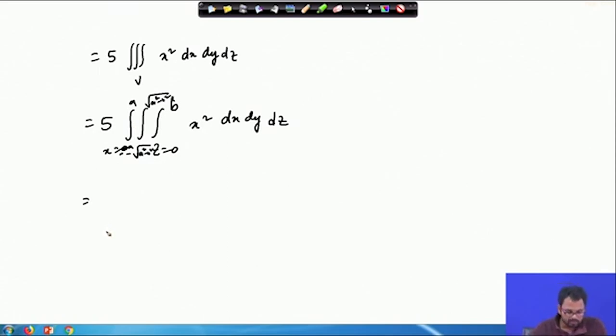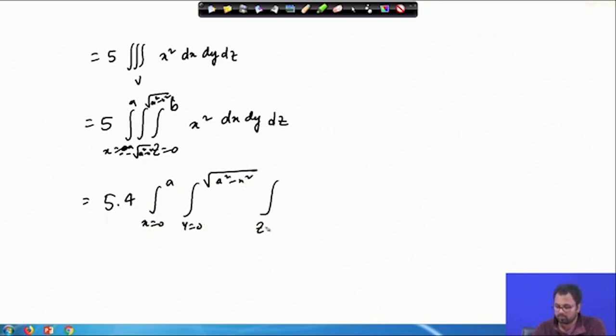First of all we can integrate with respect to x, but here we can see that there is a symmetry in a way. So instead of calculating over the whole circle, we can calculate in one of the quarters. So this will become 5 times 4, that is, 5 times 4 times the integral with x running from 0 to a, y running from 0 to square root of a square minus x square, and z running from 0 to b, of x square dx dy dz.